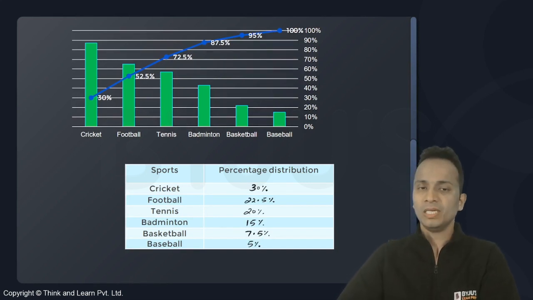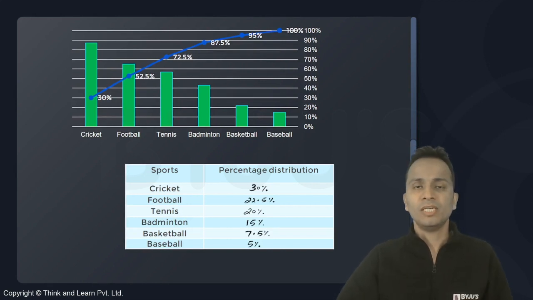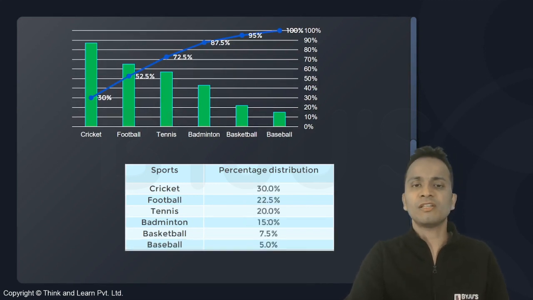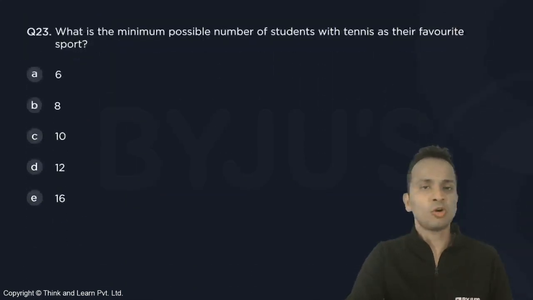Okay. Now, in the questions that you will see, it will be better if we convert all these percentages in terms of fractions. So we'll have a look at this. So this is the final table in front of you. Okay. Now using this table, let's solve the questions one by one. What is the minimum possible number of students with tennis as their favorite sport? Minimum possible number of students with tennis as their favorite sport.